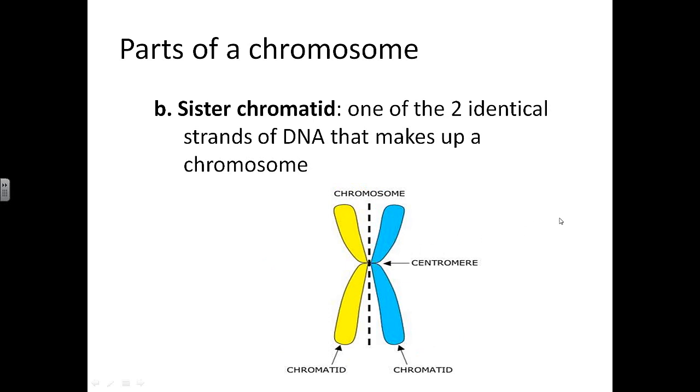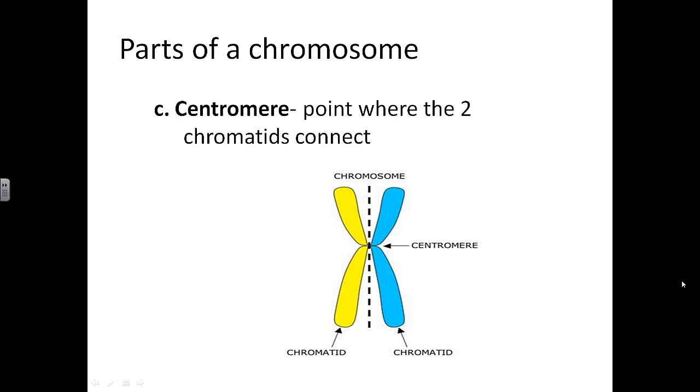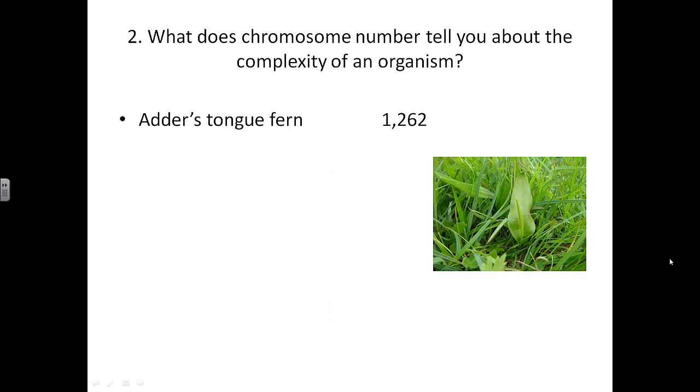So when we go through cell division, the chromosome is going to divide in half. An identical piece of DNA is going to end up in each piece of the cell. A centromere is what is in the middle and it holds the chromatids together. Chromosomes. Now, good question here. What does chromosome number tell you about the complexity of an organism?